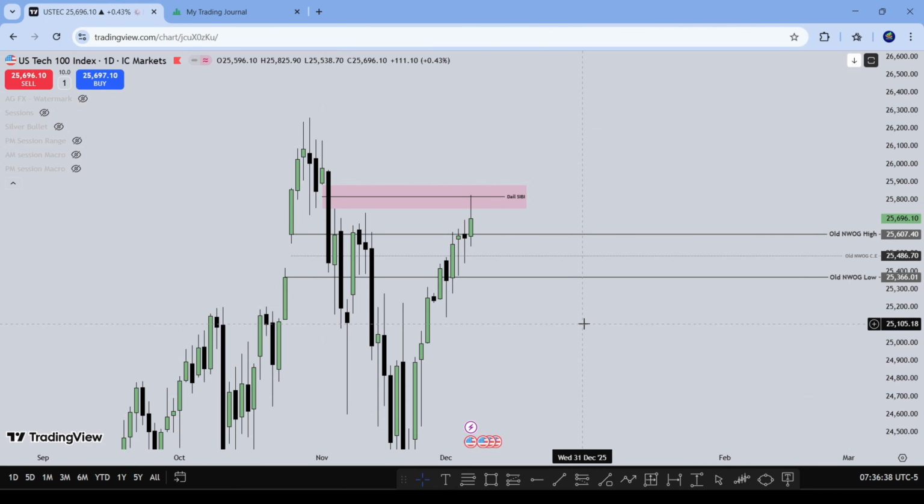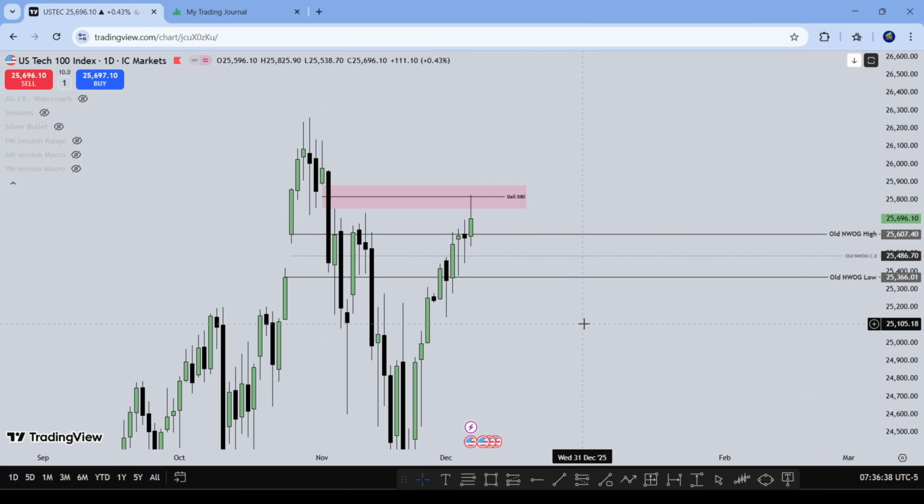So we have traded to the daily CE, consequent encroachment of the daily CE. Now, can we look for a setup that can frame us down lower? And now, this is another thing you need to note: opening range gap. That is another good confluence.